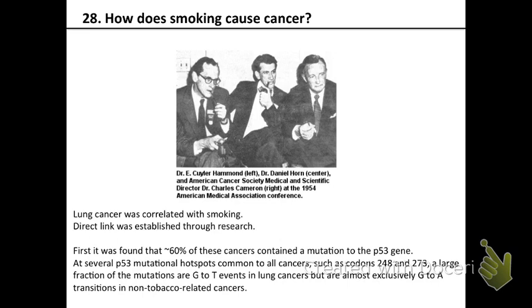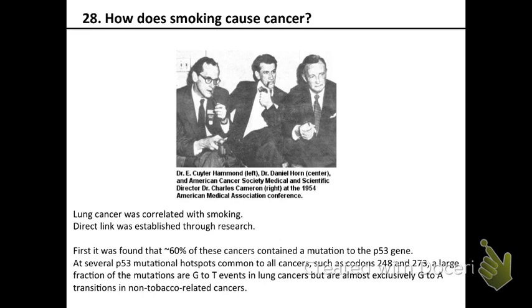But then they started doing more experiments, and they figured out, okay, pipes aren't good either. So, some of the observations that were made. The first thing that they found is that 60% of the cancers that they saw in the smokers contained a mutation in the p53 gene. This is a tumor suppressor gene called p53, and there are several p53 mutational hotspots common to all cancers.